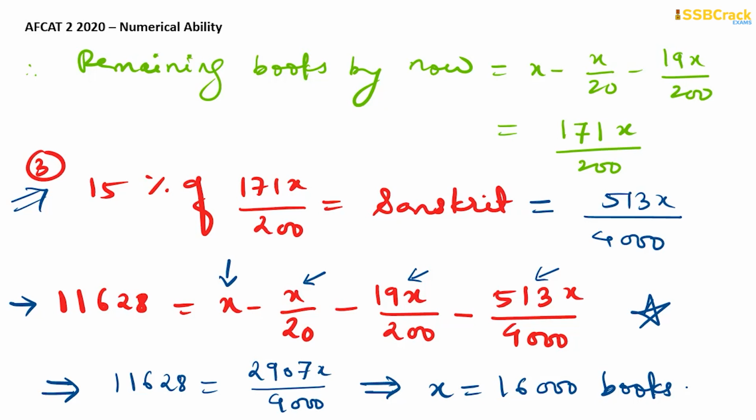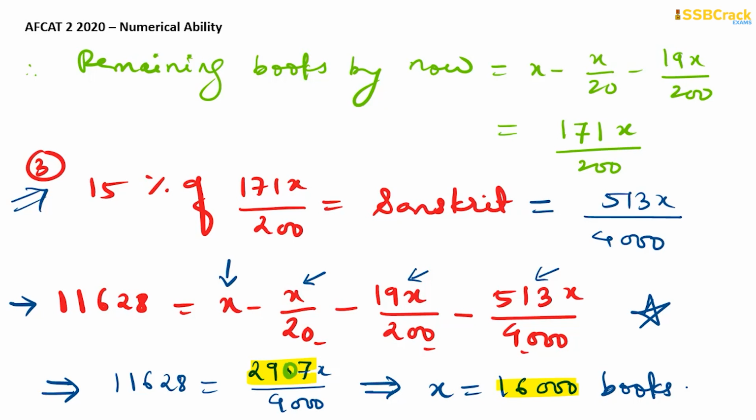So you can easily do this calculation, alright. I'll give you a hint also. You have to make the LCM the same. The LCM is 4,000, so try to make that same. In the numerator you will easily get the number 2,907. Okay, so 2,907x divided by 4,000. So x you get as 11,628 multiplied by 4,000 divided by 2,907. By doing that you get your required answer, that is 16,000 books. So this was the answer to this particular question about the library.